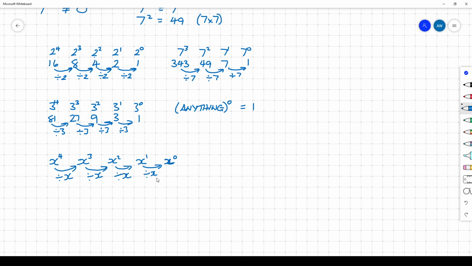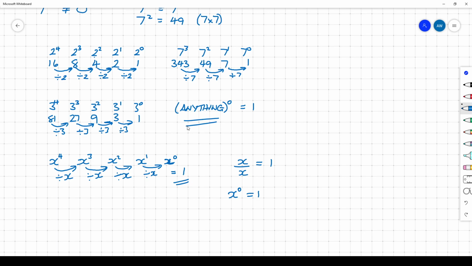But what's x divided by x? Well, that's equal to 1 as well, isn't it? So x to the power 0 is equal to 1. Because if we divide x by itself, we know that equals 1. So x to the power 0 is also 1. Yeah? Because x divided by x is x to the power 0, and x divided by x is 1. So x to the power 0 equals 1. And like I said up here, anything to the power 0 is 1.